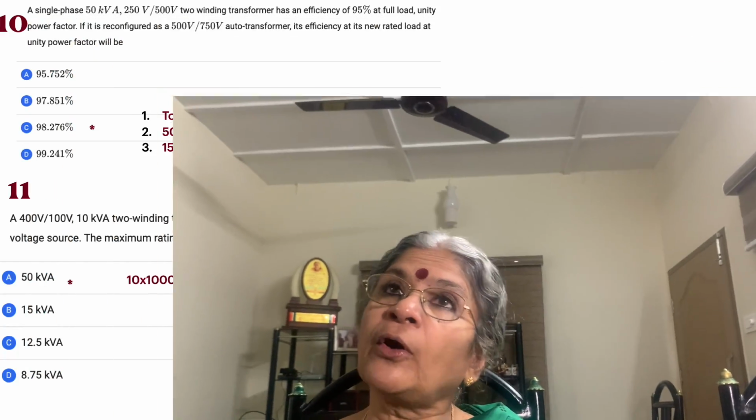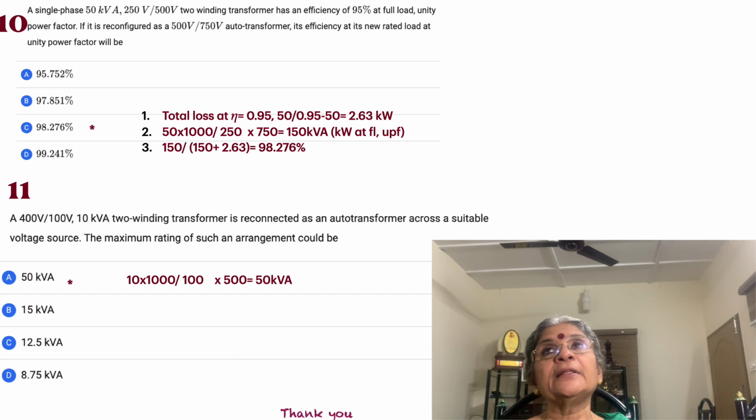We need to find out what is the new output. So how do you find out the new output? It's the total voltage that is possible, which is equal to 750 volt, multiplied by the new current. So 50 kVA divided by the smaller winding, 250 volt. So 50 into 1000 divided by 250, multiplied by 750, which is going to be the total voltage. I suppose this is clear.